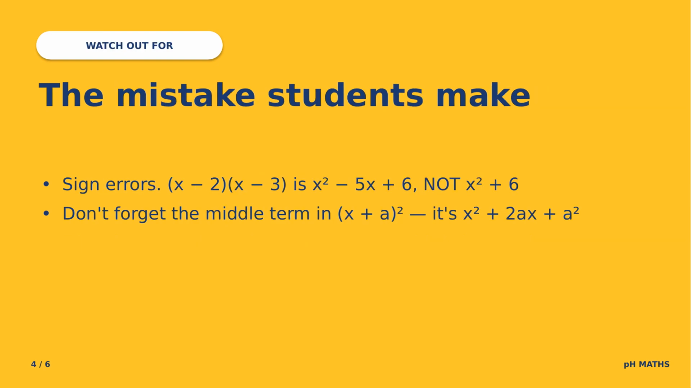Watch out for sign errors. x minus 2 times x minus 3 is x squared minus 5x plus 6, not x squared plus 6. The two minus signs multiply to a plus 6 at the end. And don't forget the middle term in x plus a, all squared. It's x squared plus 2ax plus a squared, not just x squared plus a squared.